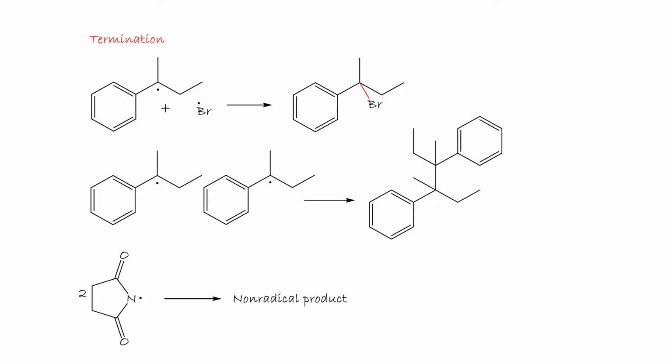Any two radicals combined together to give non-radical will terminate this reaction. So benzylic alkyl radical with bromine radical, termination. Two alkyl radicals combined together to give again termination. Amide radical with amide radical to give non-radical product. That's it to terminate the reaction.